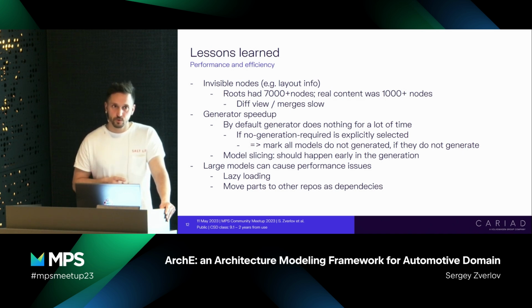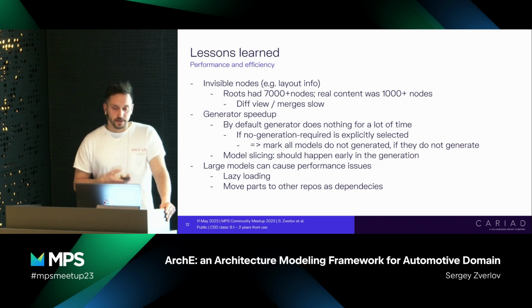Then obviously, when the models become big enough, generator speed becomes a problem. In one of the recent talks, this was also a topic. One thing we noticed is that not every model is suited for generation, but even if it's not used for generation, the generator still starts up and does something for a small amount of time. If you have enough content, it builds up over time and slows you down. So what we do now is that if a certain model is currently not used for generation, we explicitly set it to do not generate, and that helps us a bit with performance.